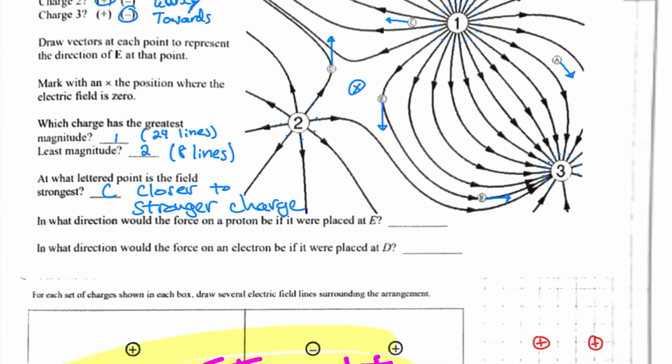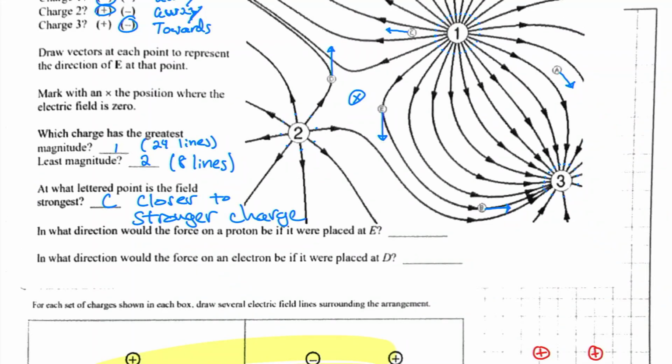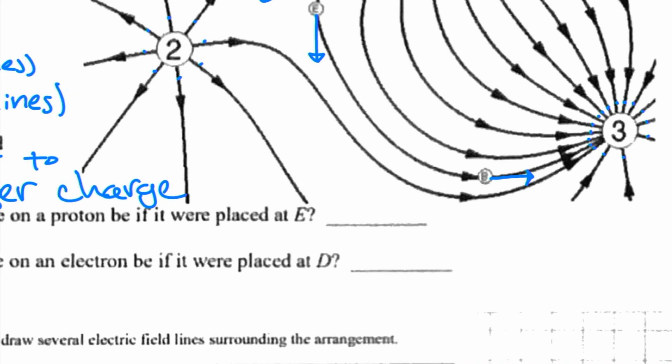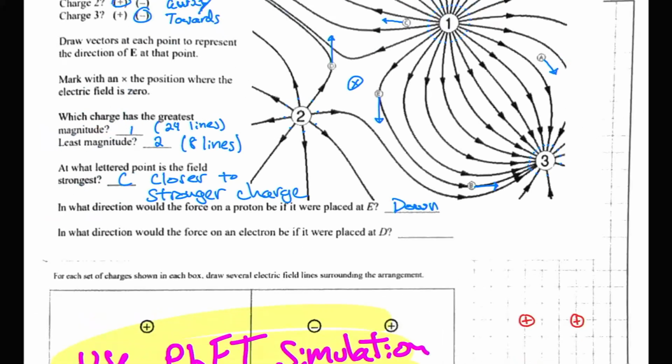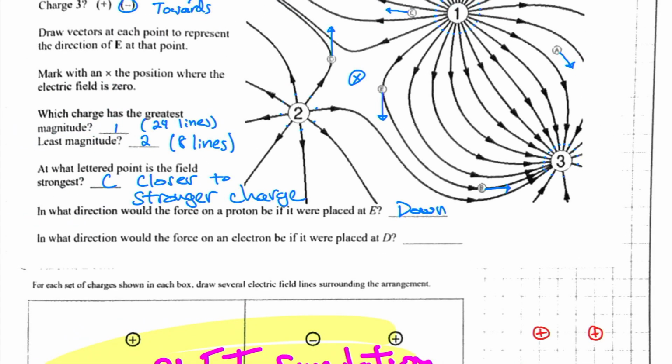In what direction would the force be on a proton if it was placed at E? Well, point E is right here, and a proton, a positive charge, goes in the direction of the field. So a proton would experience a force straight downwards. That might not be the force at some later time, but initially the force is going to be straight down. And then after that, it's probably going to get curved to the right, but initially straight down.